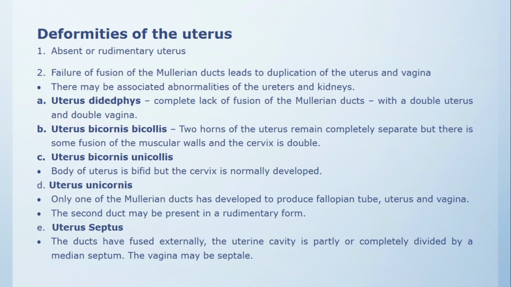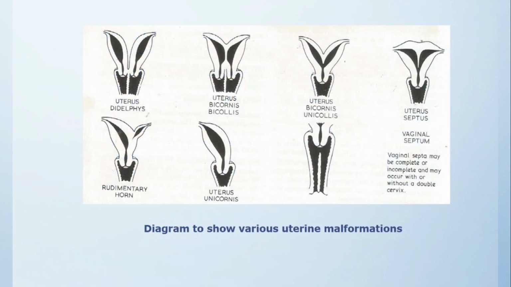And the uterus septus, the ducts are fused externally. The uterine cavity is partly or completely divided by a median septum. The vagina may be septate. This is sometimes called a septate uterus. And these are the diagrams showing these various abnormalities.